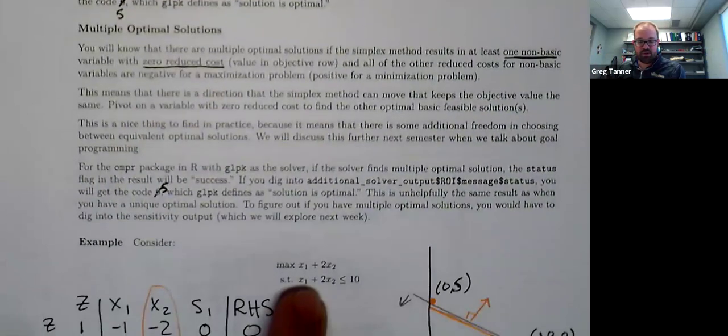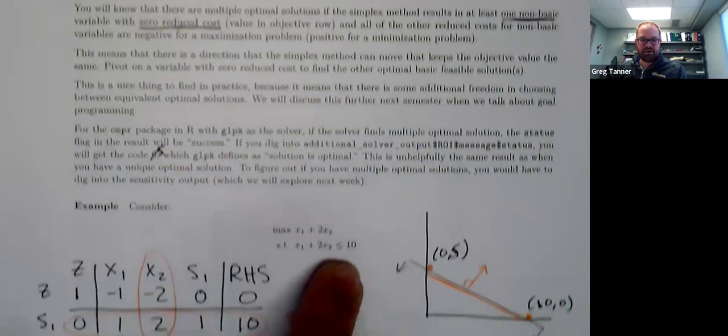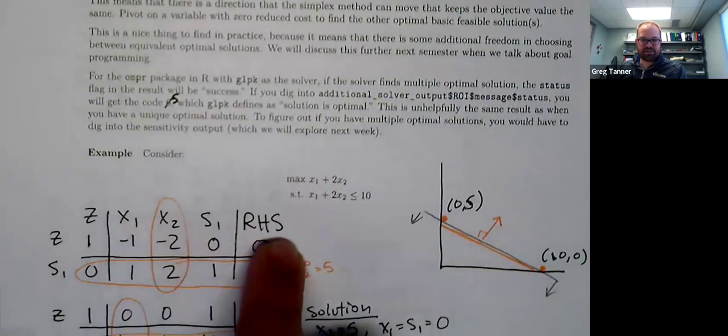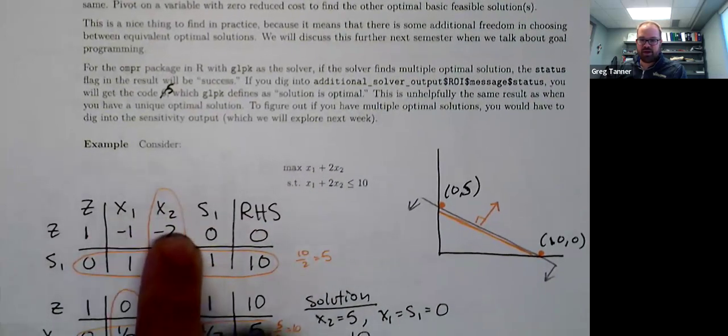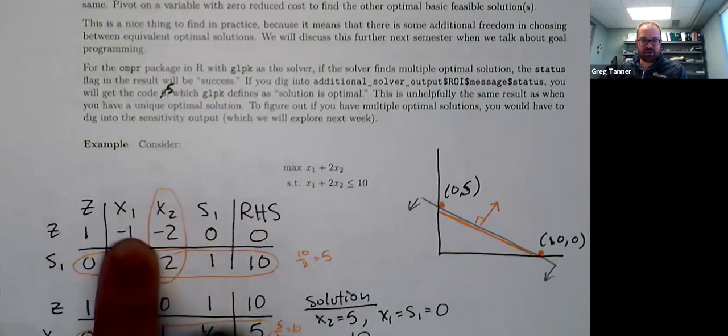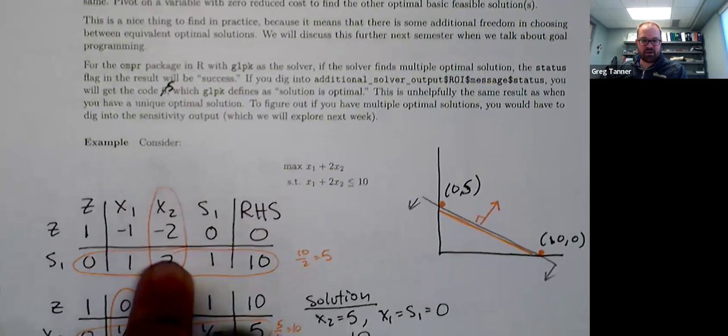So here's an example. We've got x1 plus 2x2 as our objective, and we want to maximize that such that x1 plus 2x2 is less than or equal to 10. This is probably a simple enough one that you can solve in your head for what the optimal solutions are going to be. But let's actually put it in the simplex method. And so here's our initial tableau. We look for negatives in the objective row, and so let's choose x2 as our entering basic variable.